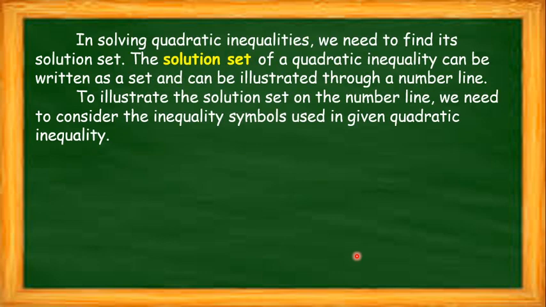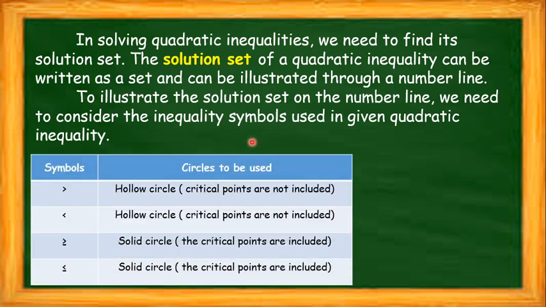In solving quadratic inequalities, we need to find each solution set. The solution set of a quadratic inequality can be written as a set and can be illustrated through a number line. To illustrate the solution set on the number line, we need to consider the inequality symbols used in the given quadratic inequality. So here are the symbols that we have to consider.